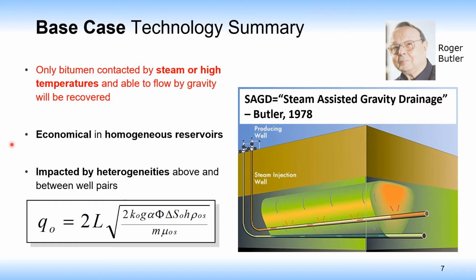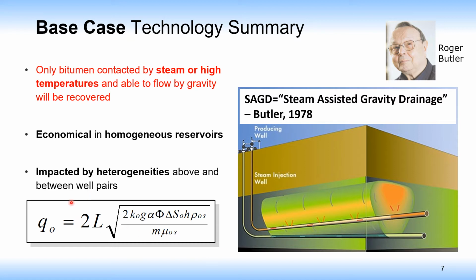The key here is that only bitumen contacted by steam or high temperatures and able to flow, that is mobilized by gravity, will be recovered. So some of the enhanced methods do reduce the temperature of mobilization, but this is the key point. As well, the startup requires that we have a rather homogeneous reservoir in the vicinity of the injector and producer.